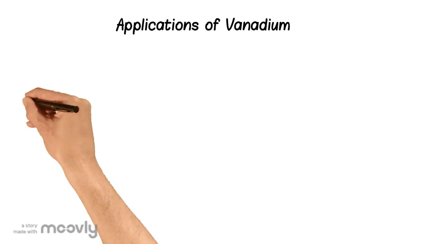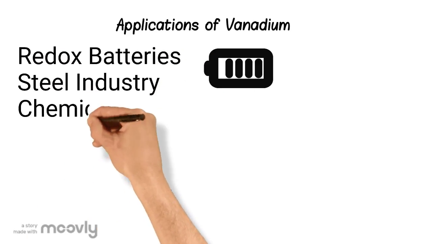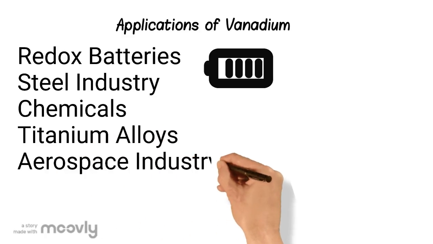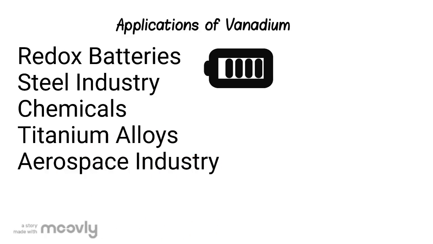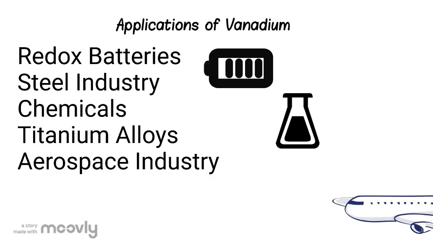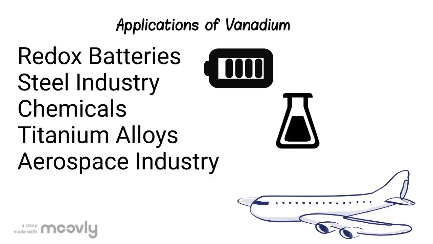These include redox batteries, as well as an additive to hardened steel alloys. Vanadium compounds are used in oxidation catalysts for the production of sulfuric acid and the cracking of petroleum products in the chemical industry. Due to its high temperature strength, vanadium is applied in the superalloy industry for making turbine blades and jet engines. It is also used as a stabilizer in titanium and aluminum alloys in the aerospace industry.